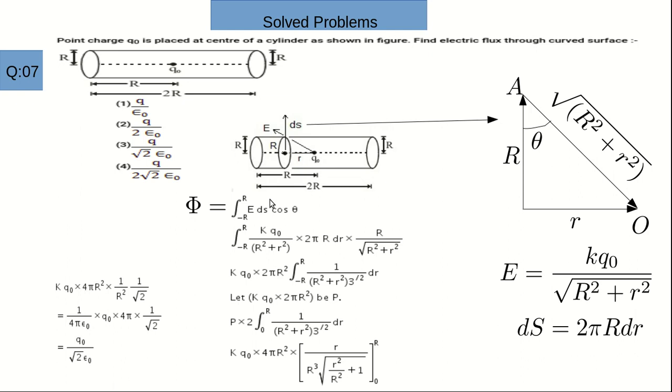And if you integrate over all the radius from minus r to plus r, it will be this integral. If you calculate the integration, as you can see, this is an even function of r, small r. So we can write 2 into the integral from 0 to r, and if you do the integration you will get q0 by root 2 epsilon naught, which will be the flux to the curved surface, means these surfaces.